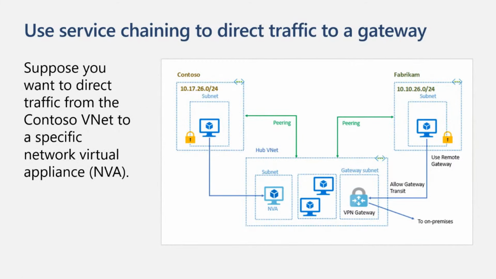Now, this diagram on the right here has us thinking about how we might want to design a solution that's incorporating not only peering, but also what we've just discussed with our VPN gateway. So on the right here, we have what's known as a hub and spoke network topology. Specifically, Contoso and Fabricam are our spoke virtual networks, and this is typically where you're going to host your workloads. And we have our hub virtual network that includes a virtual appliance and a VPN gateway.